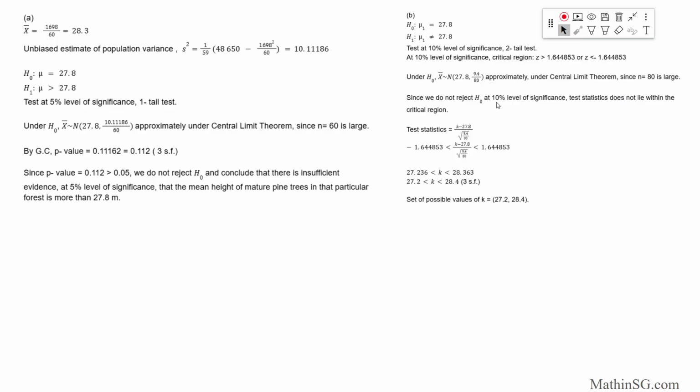Next, we know that since we do not reject H0 at the 10% level of significance, it tells us that the test statistic does not lie within this critical region. And how to find the test statistic? Just use your formula: k, which is your mean, minus mu, over square root of variance over n. We know that this value does not lie within this range. That means this value is in between minus 1.644 and 1.644. Solving the inequality tells us that k is in between 27.2 and 28.4. So this is the set of possible values of k.